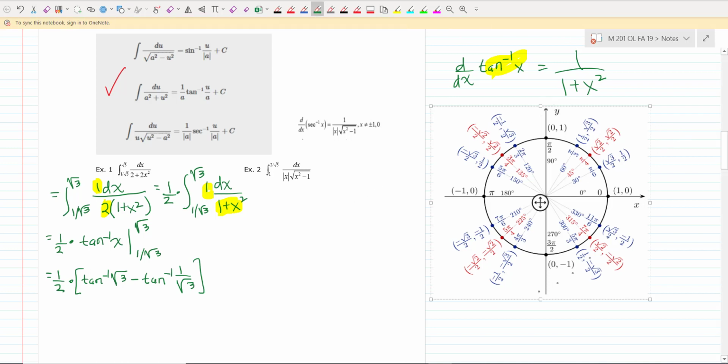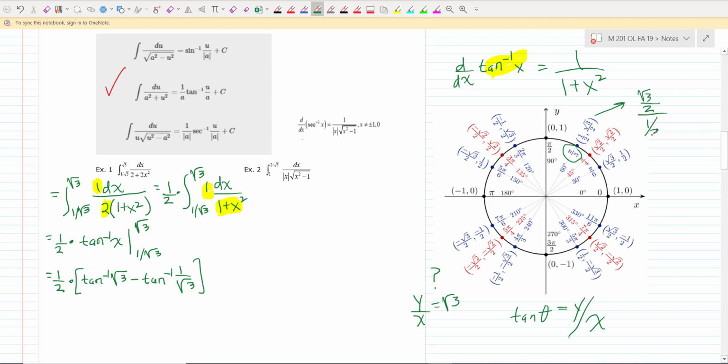The key thing is that the tangent of an angle theta by definition is y over x. So what we're really looking at is where y over x equals square root of 3. We're trying to find the radian measure of the angle on the unit circle where that happens. If we go to pi over 3, we'd have square root of 3 over 2 divided by 1/2, so that would be square root of 3. So that is pi over 3.